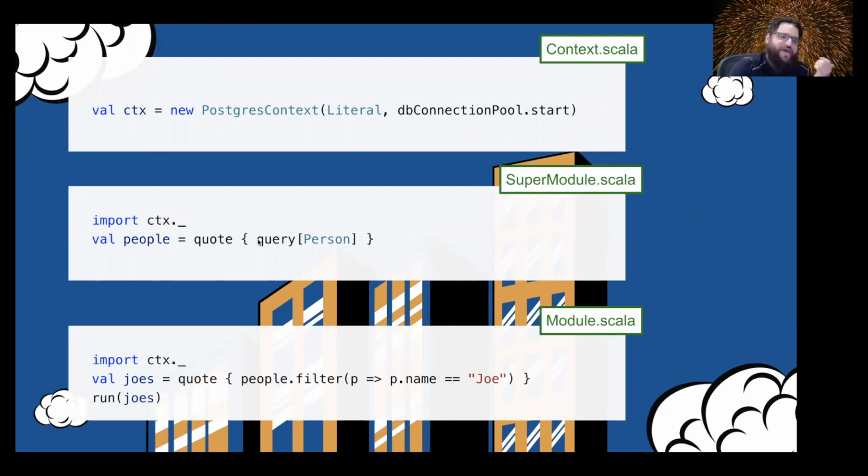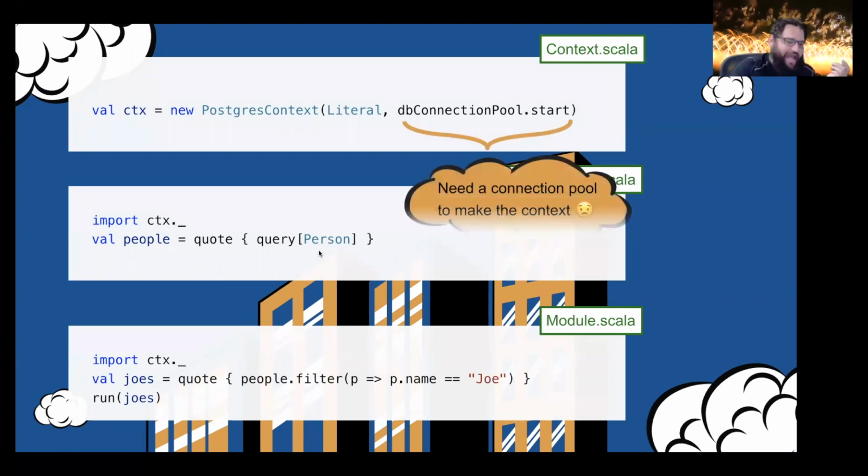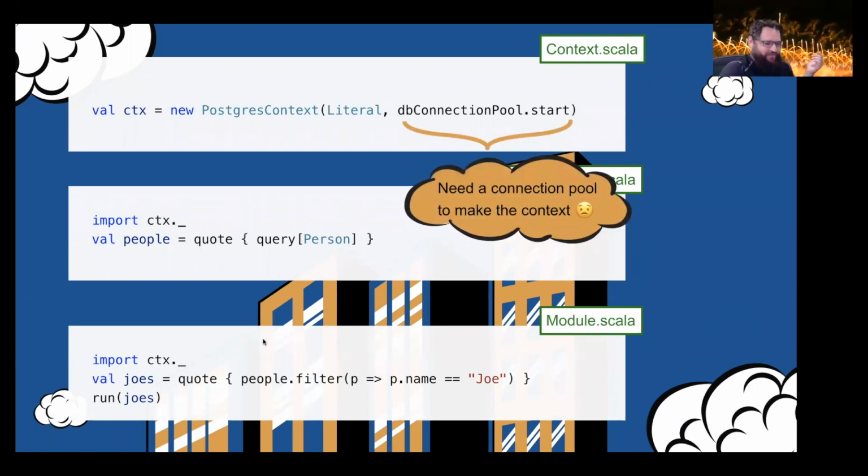This is a path-dependent type. Quotation is a path-dependent type, and I'll show you how that is later. But path-dependent types are notoriously difficult to abstract over. So how do we do this? How do we actually have a context that inherits some queries that we created in a parent module?